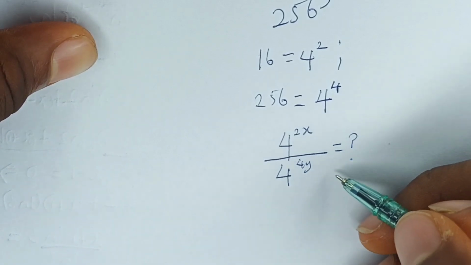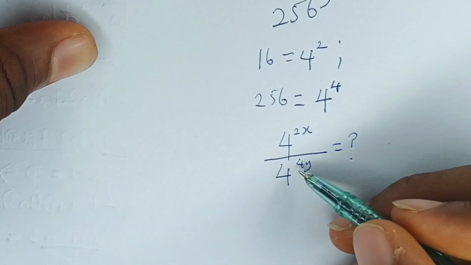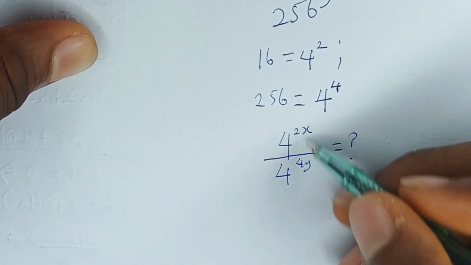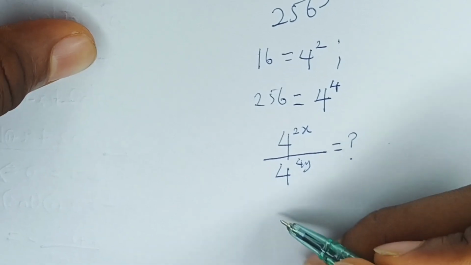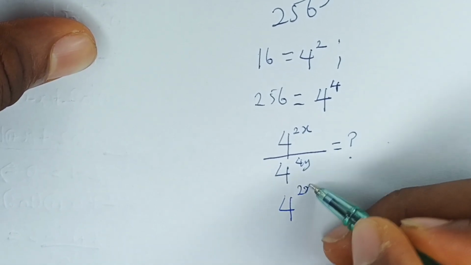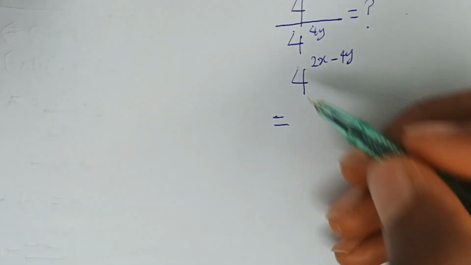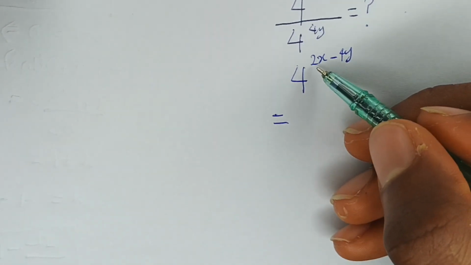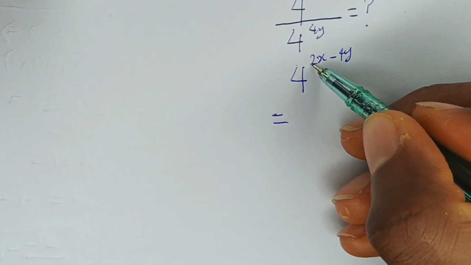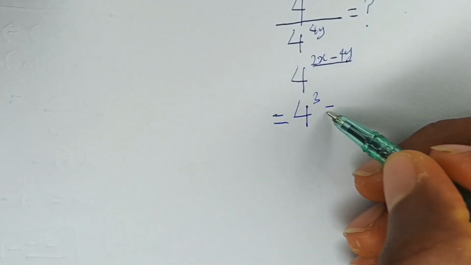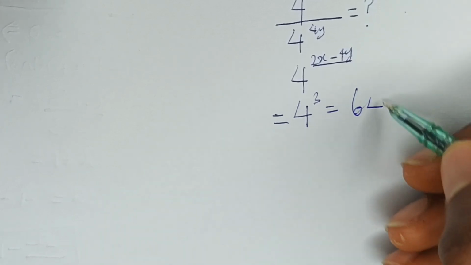We don't know what the answer is yet. Now, when you are dividing and the things are in the same base, subtract the powers. So we have 4 raised to the power of 2x minus 4y. From the equation we have that 2x minus 4y is equal to 3, so this is equal to 4 raised to the power of 3, and this is equal to 64.